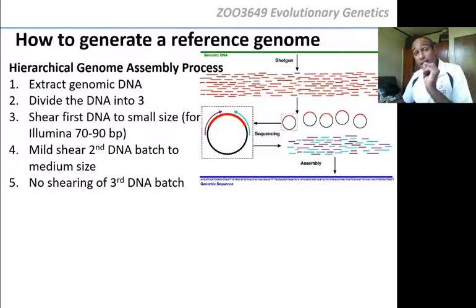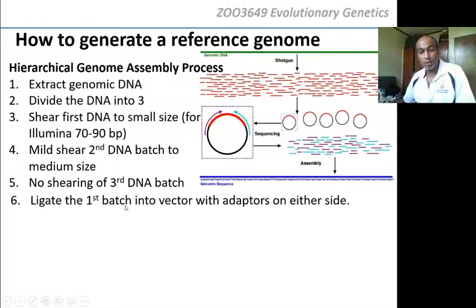Remember, we want to create the reference de novo. We need these big pieces here. Because otherwise, these little pieces don't know where to join up with each other. These big pieces and medium pieces act as a guide for that. That's why it's called a hierarchical assembly process. All right, so we take the first tube where we have these small fragments, and we put them into a vector and we sequence it, right?